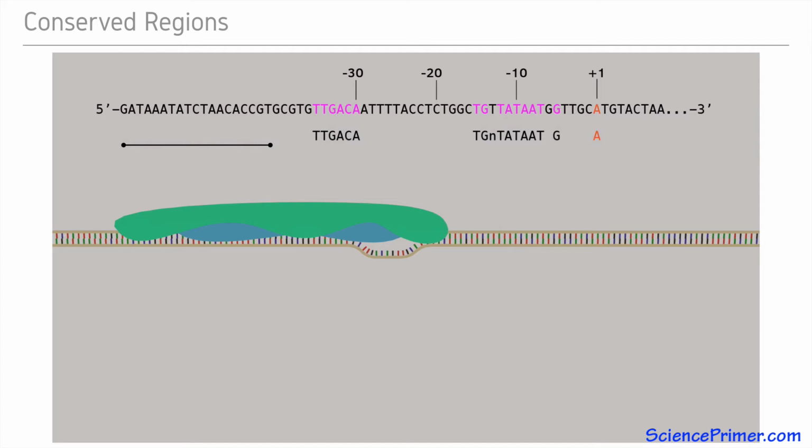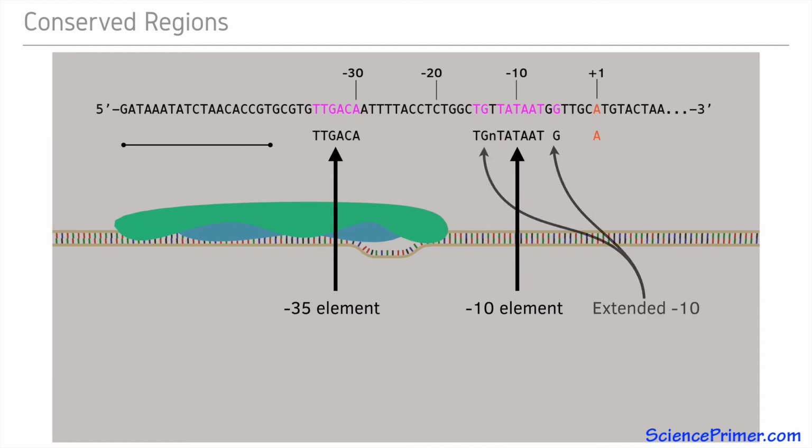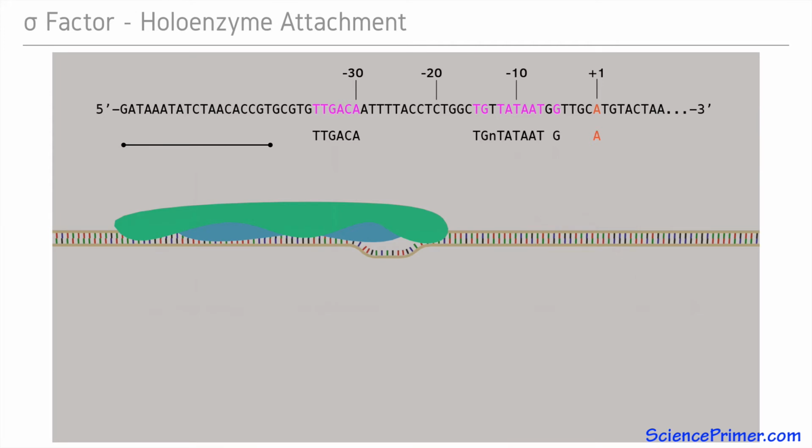They are referred to as the -10 element, the -35 element, the extended -10 region, and the UP elements. In order for initiation to occur, the holoenzyme must bind to the promoter in the proper orientation and at the precise place required for the enzyme to begin RNA synthesis at the +1 base. This means the position and distance between the conserved regions are important.